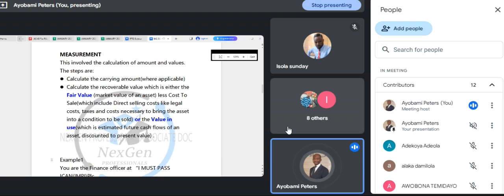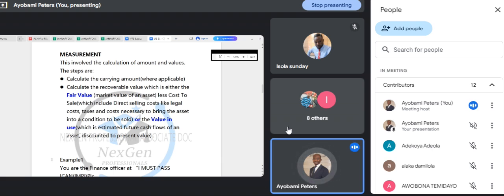Now value in use. Assuming you want to continue to use the phone with the crack in the face, you don't want to sell it now. You assume that you are going to use this asset for the next 3 years. It implies that you estimate what will be the future cash inflows to me if I am to continue to use this phone. That is what we call value in use.